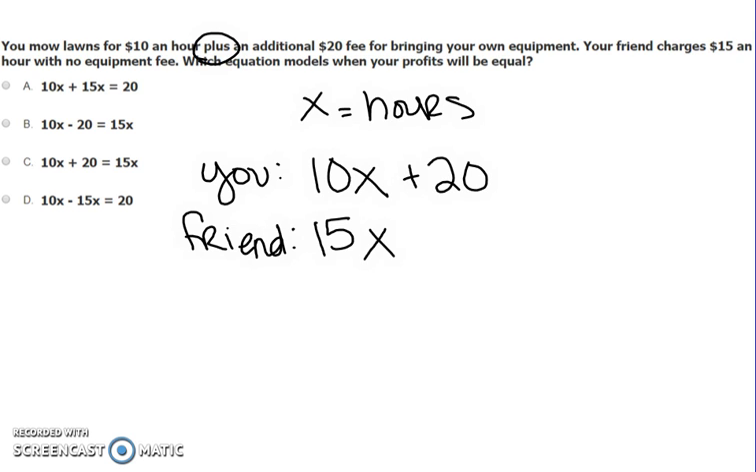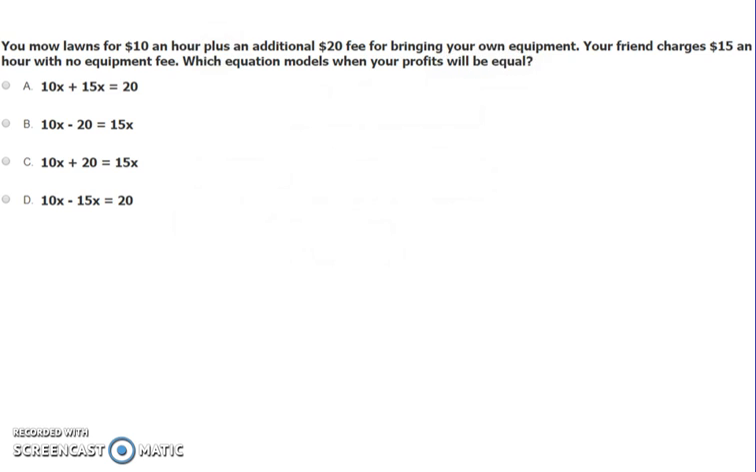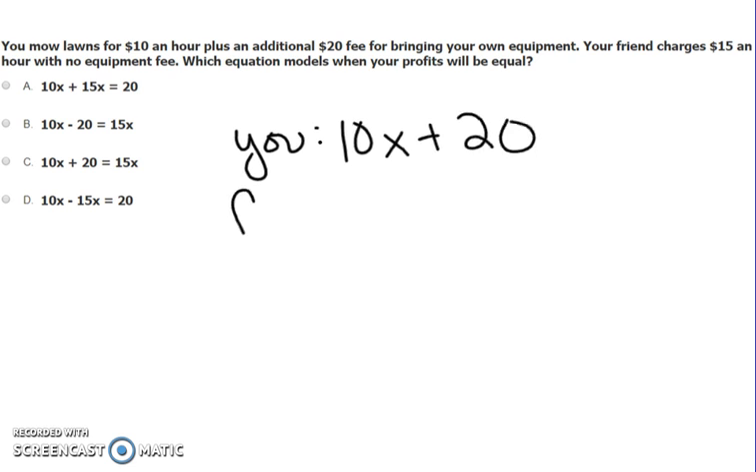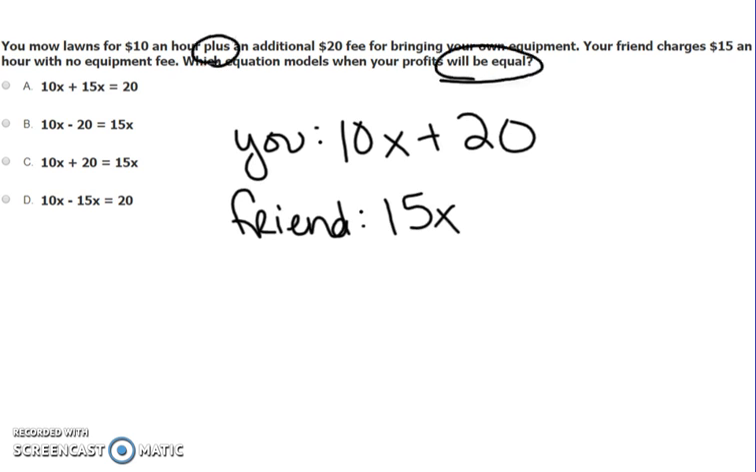Now let's look at what it says. It says, which equation models when your profits will be equal? Well, will be equal, just a simple way to say equals. So let's relook at that. You is 10x plus 20. Your friend is 15x. And the big thing is we want them to be equal.